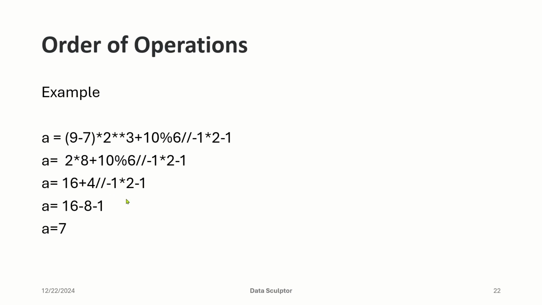So 16 minus 8 minus 1. Then you have the subtraction. 16 minus 8 is 8, 8 minus 1 is 7. So this is how you calculate this particular value. This is the order of precedence. Hope you all understood this.